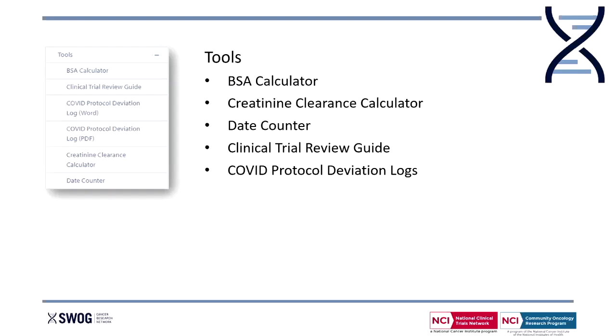I'm going to back up just a minute and mention that in the current CRA workbench, the tools of the trade page includes both a bunch of calculators and tools like this, and also a bunch of resources. And in this new design, we have separated out what we consider to be tools versus what we consider to be resources to hopefully make those lists a little bit shorter and easier to find what you need. So also under tools, we have a date counter tool, the clinical trial review guide for those of you who help us review our clinical trials, and the COVID protocol deviation logs.